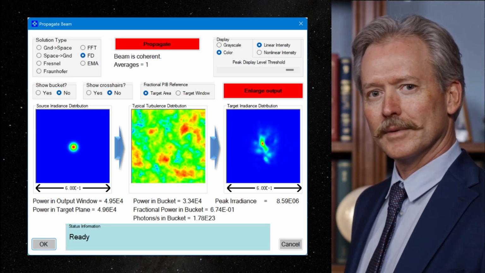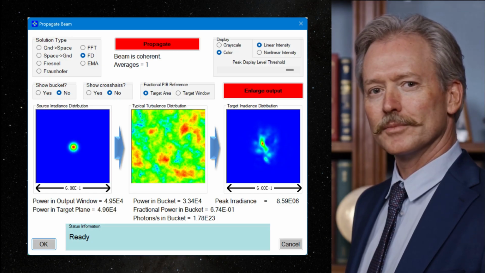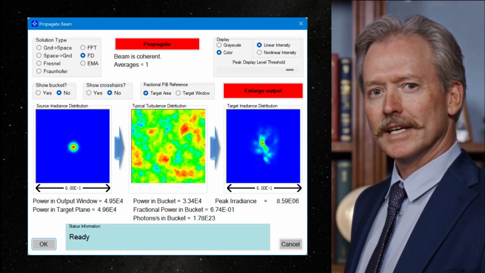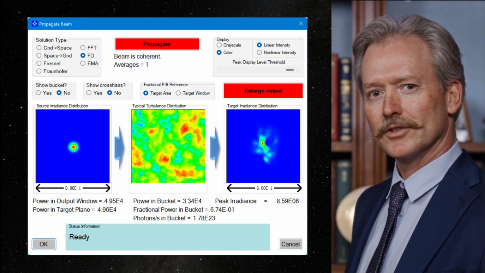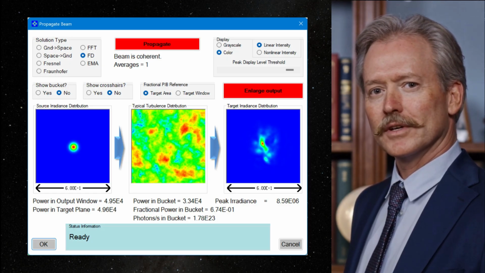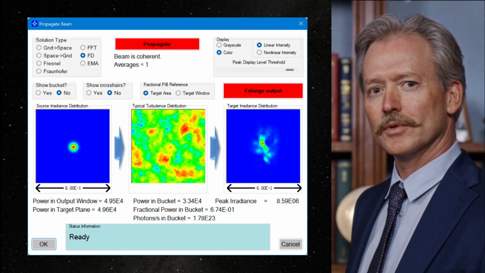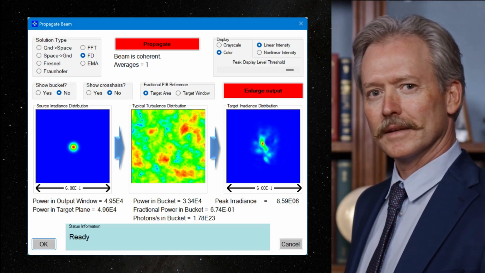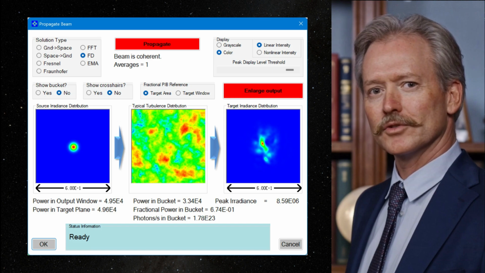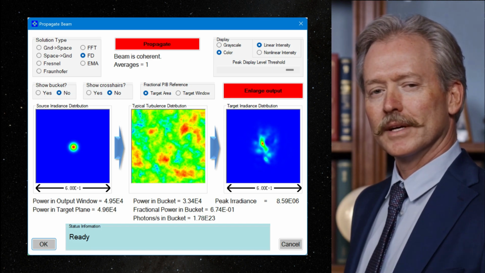In the next image, I show a wave optic simulation of a perfect Gaussian laser beam passing through 10 kilometers of weak, clear air turbulence. The initial beam's cross-section irradiance distribution is shown on the left. A typical refractive index distribution is shown in the middle, and the irradiance distribution at the target or receiver is shown on the right. Note that even weak turbulence dramatically distorts the original beam.